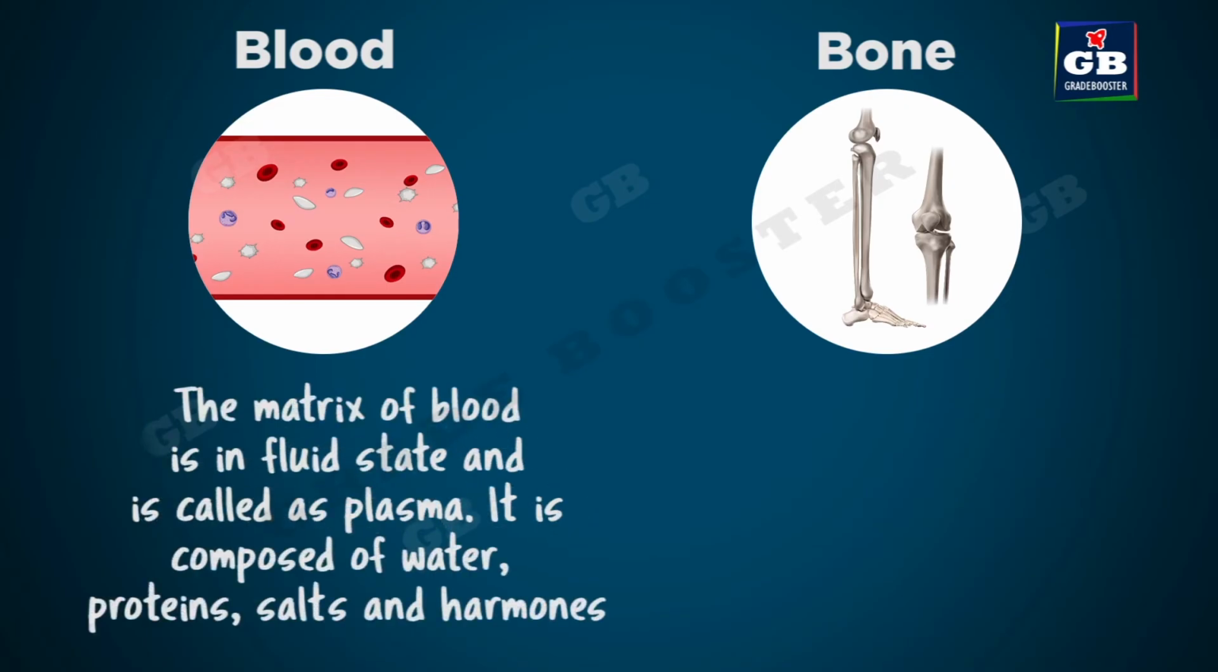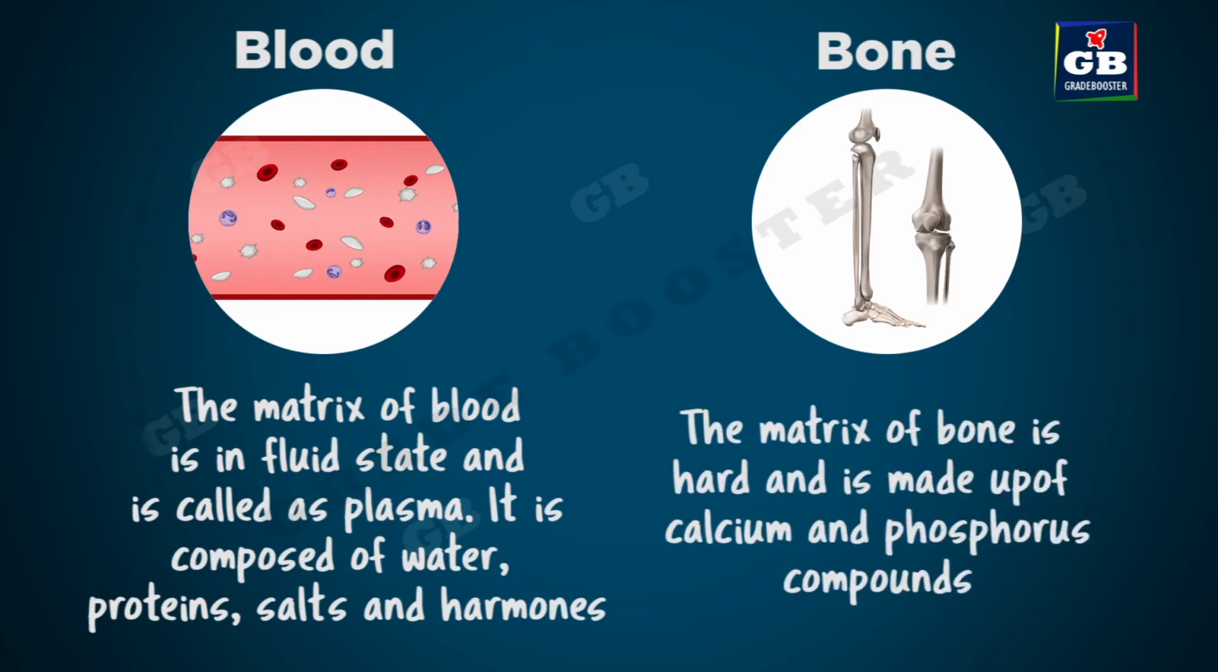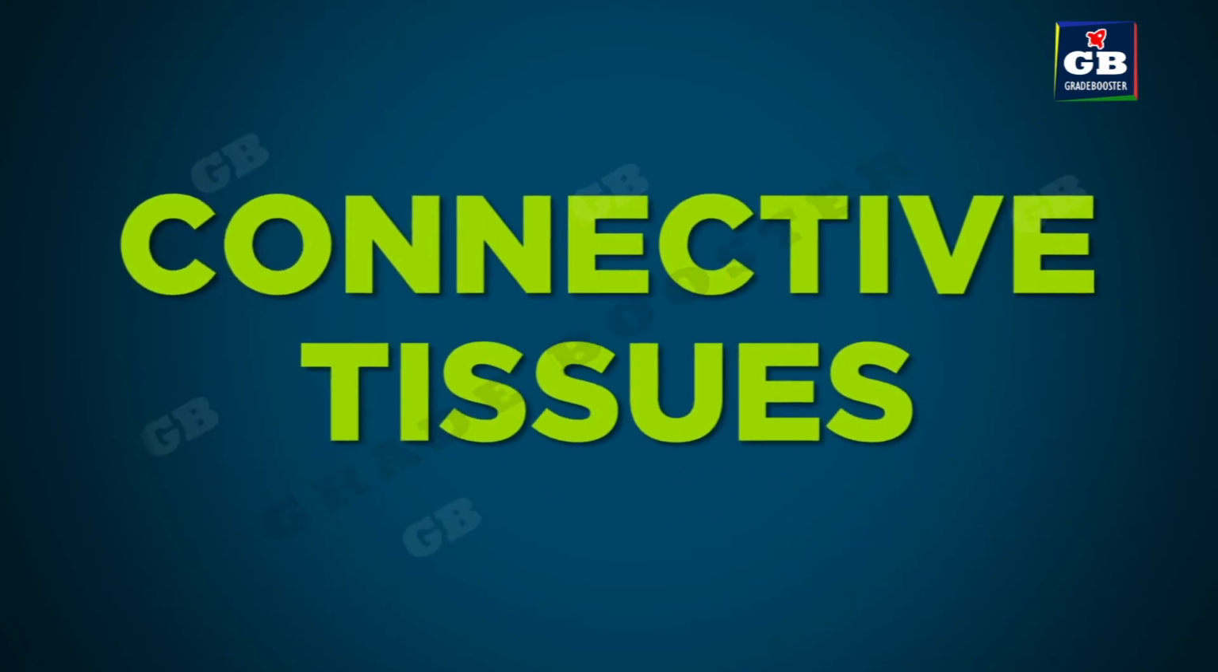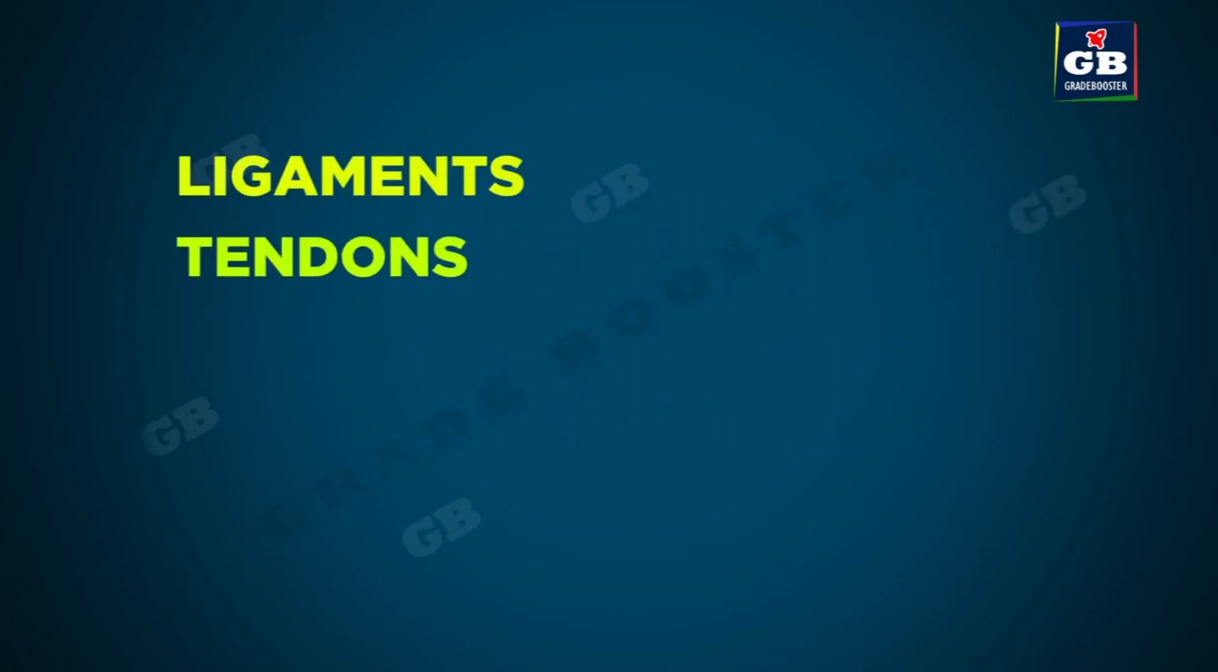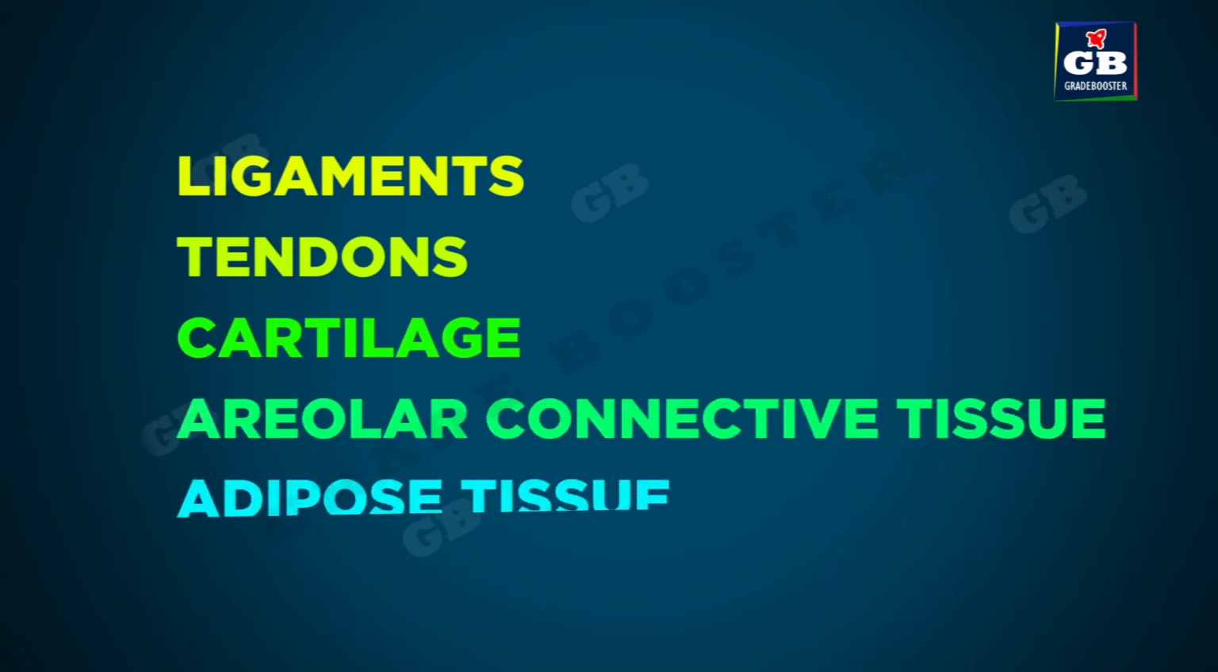The matrix of blood is in fluid state and is called plasma. It is composed of water, proteins, salts, and hormones. The matrix of bone is hard and is made up of calcium and phosphorus compounds. This is all about blood and bone. Now, let us learn about ligaments, tendons, cartilage, areolar connective tissue, and adipose tissue.